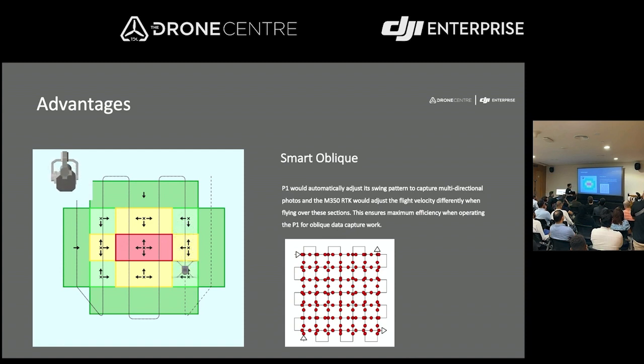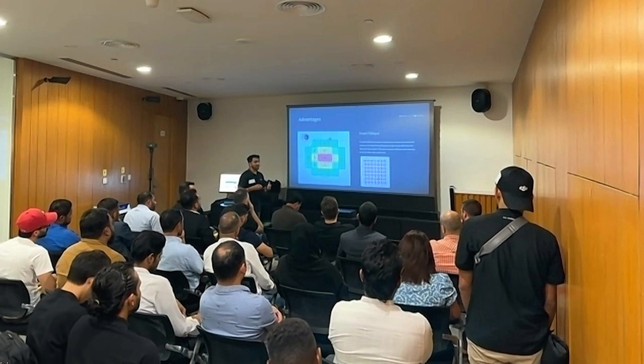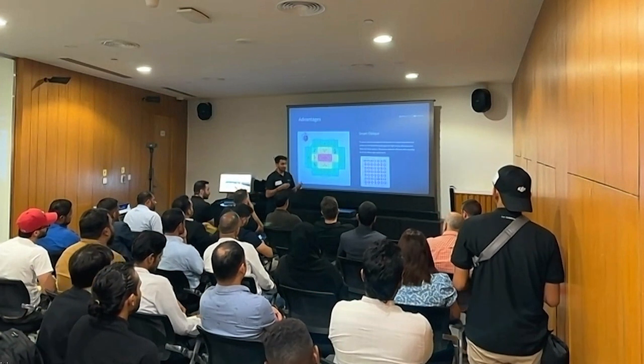But with the Smart Oblique feature, the P1 can capture pictures from 5 different angles: back, front, left, right, and from the top. So you don't have to go 2 times. With a single flight, you can cover all the 5 edges. You have to select the angle based on your requirement. Let's say you select a 45-degree oblique angle. The P1 will take the pictures at 45 degrees, which ensures maximum efficiency when using the P1 sensor.